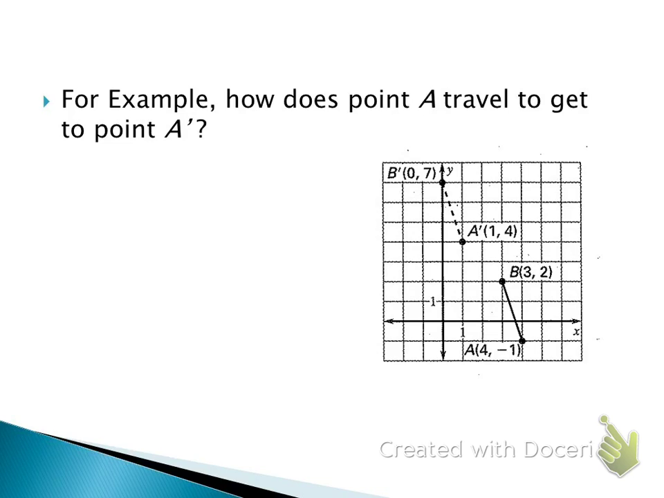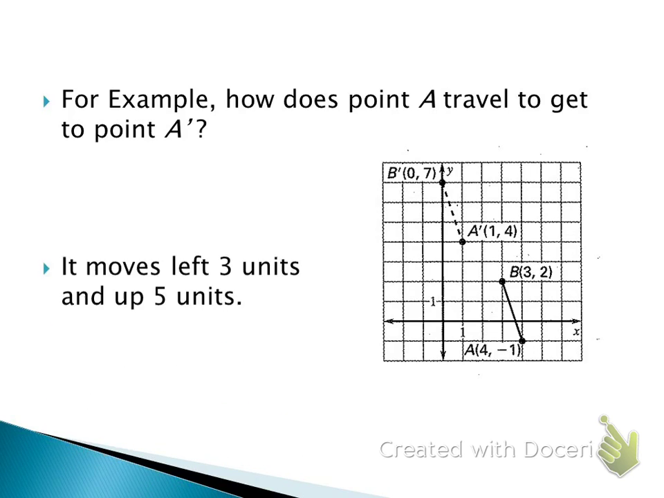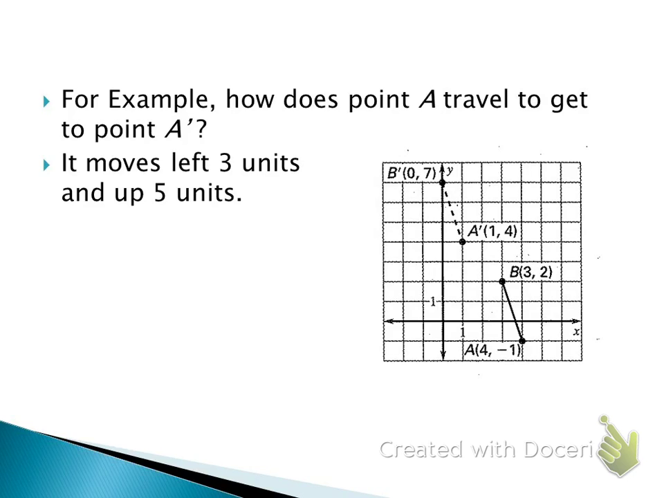We are wondering, how does point A travel to get to point A prime? So we see point A is down towards the bottom. It's at 4, -1. It is moving to point A prime, which is at 1, 4. So to describe the translation, we want to tell how it gets from A to A prime. We could count and see that it moves left 3 units and up 5 units. And we can get that just by counting.